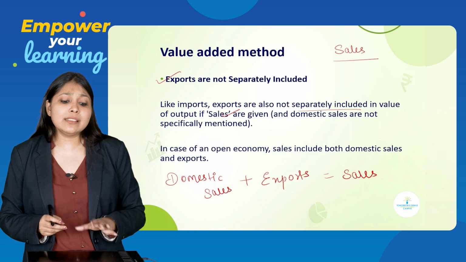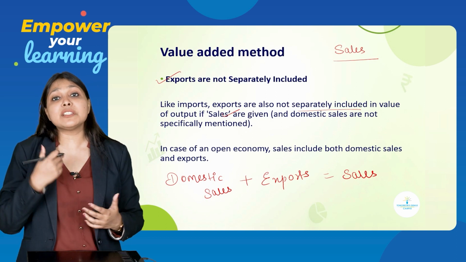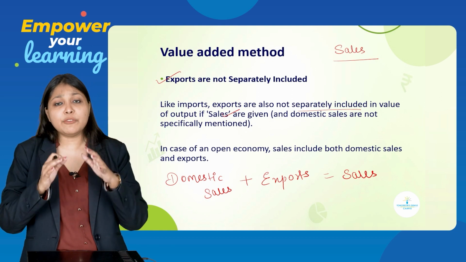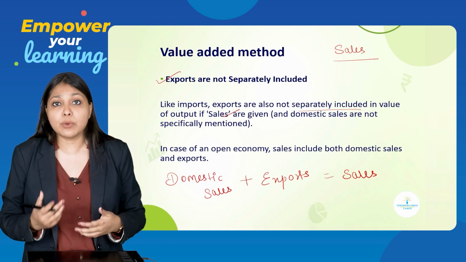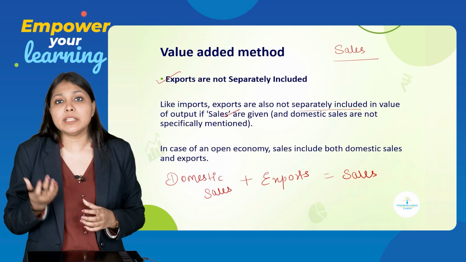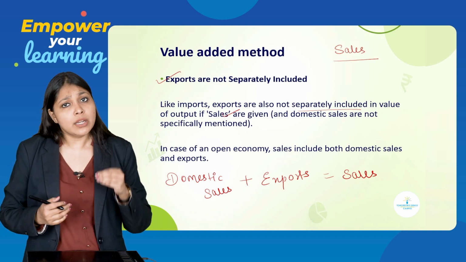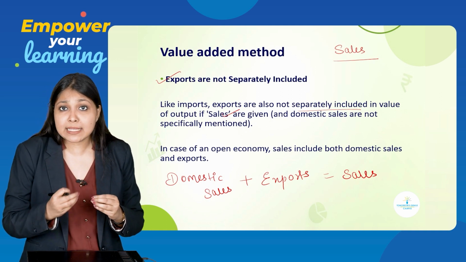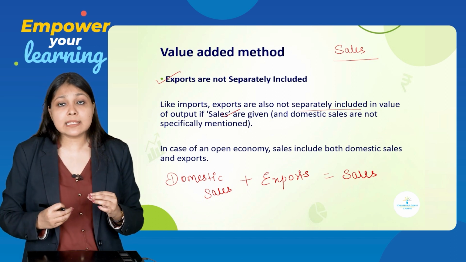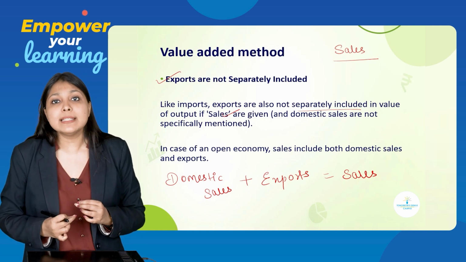Now you will understand these things more clearly once we start looking at the formula and once we start solving the numerical questions. But for now, just try to understand what is going on so that it becomes easier when we look at the formula and start solving the illustrations. So, domestic purchases plus imports is equal to intermediate consumption. Domestic sales plus exports becomes your sales.